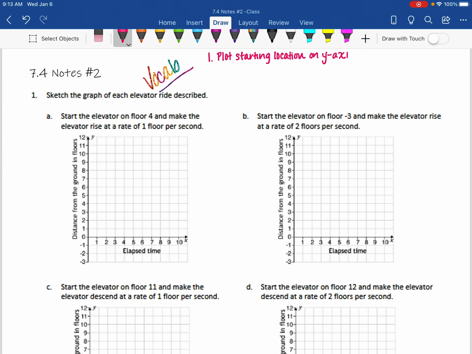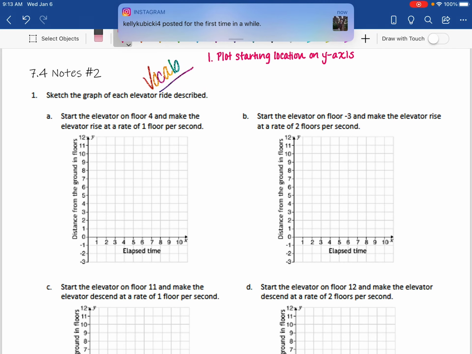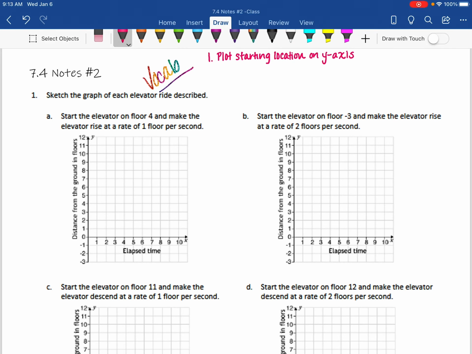Remember, our y-intercept is always where we start. On the y-axis, it's our initial value, it's our flat fee. In this case, it's our starting floor. So the second thing we're going to do is use the rate to trace a second point.